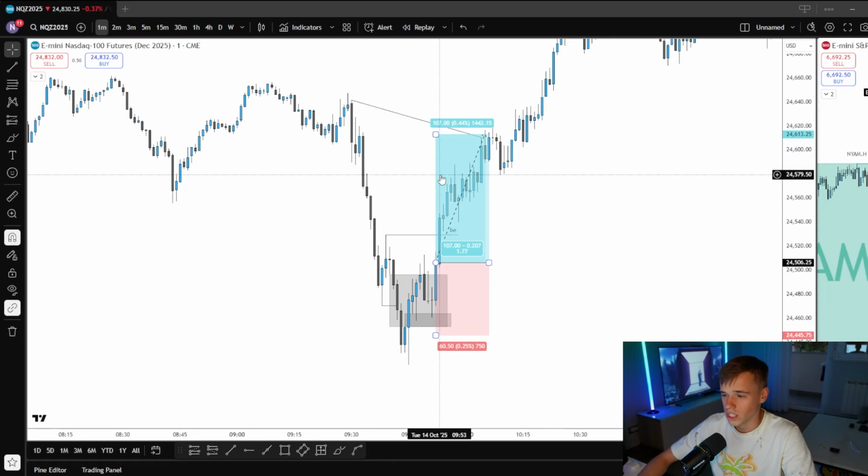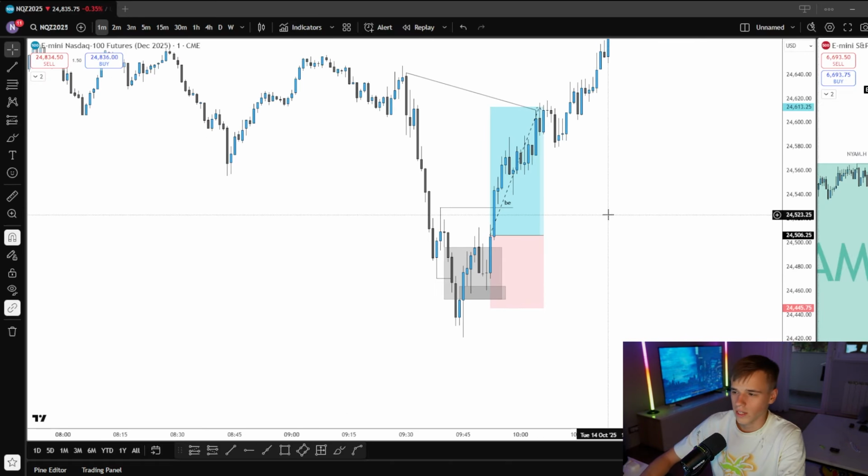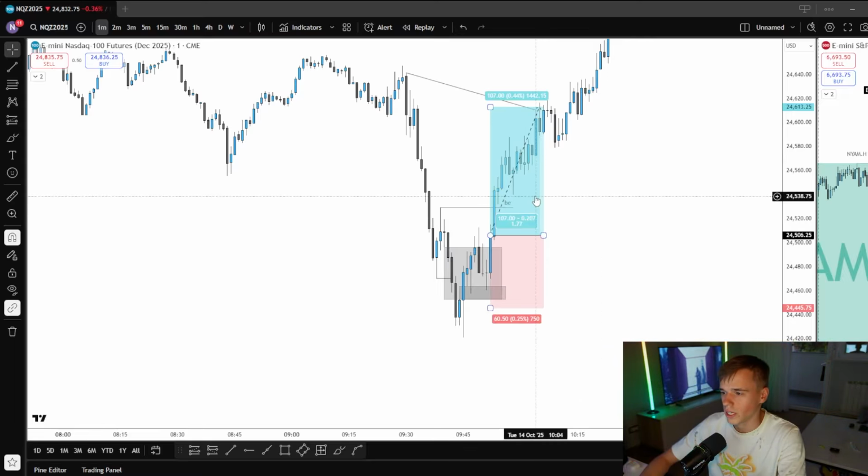So it was this trade right here. Looked very clean, I think so. One of my students actually took it. Some of them missed it, but it was very clean. And basically, let me go over everything.